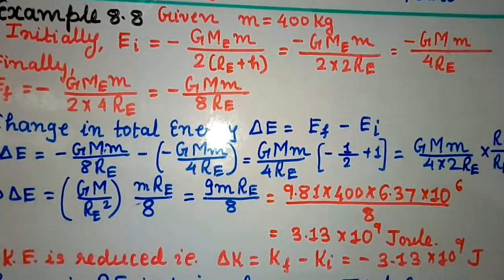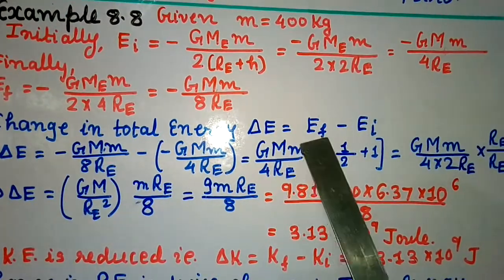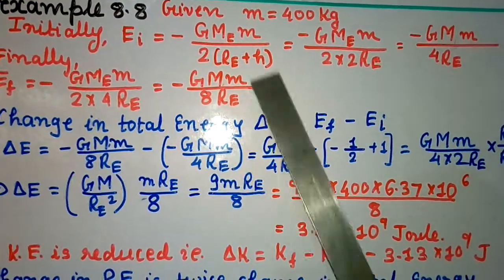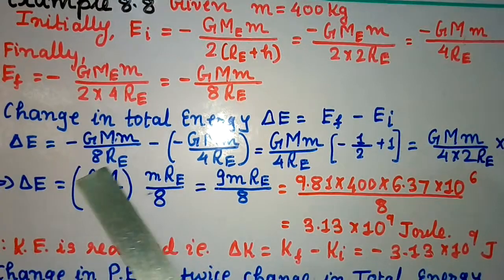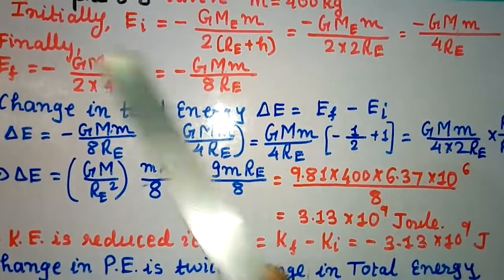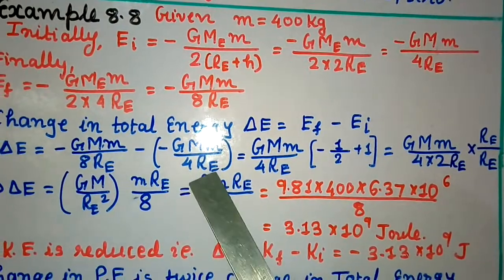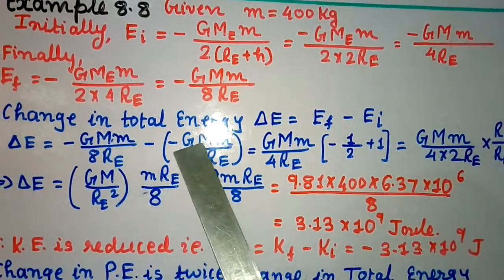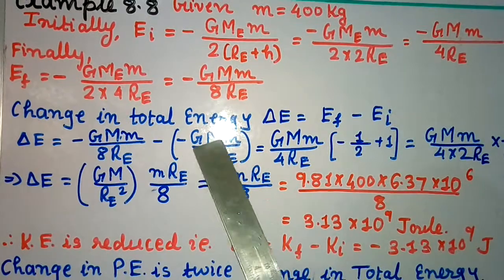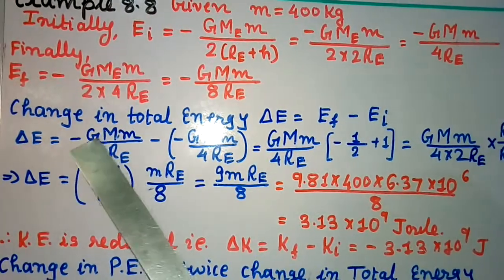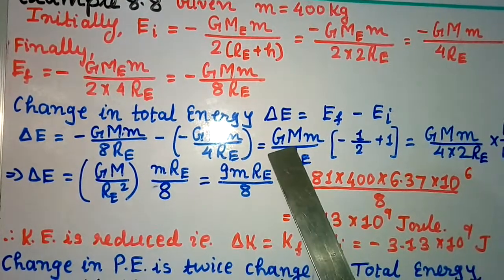Now we find the change in total energy. Delta E is equal to Ef minus Ei. So delta E is equal to Ef, this value, minus GMm divided by 8 Re, minus Ei, that is the initial energy, is this much. So minus GMm divided by 4 Re. This is GMm, mass of the satellite and mass of the earth. So GMm I can take common, right?